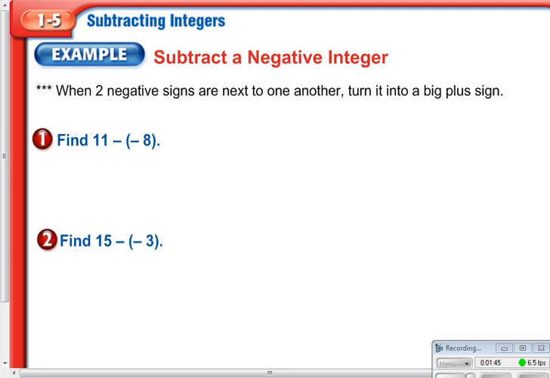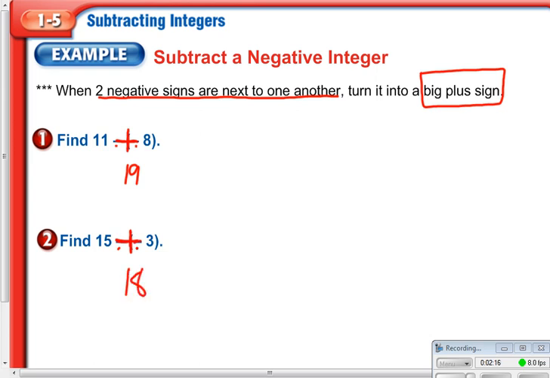Next examples, we're going to go ahead and subtract a negative integer. When you subtract the negative integers, when you have two negative signs right next to one another, you turn it into a big plus sign. So we have 11 take away negative 8. Here's your two negative signs. Make it a big plus sign. 11 plus 8 giving us 19. Example 2, two negatives right next to one another. A big plus sign. 15 plus 3 is 18.